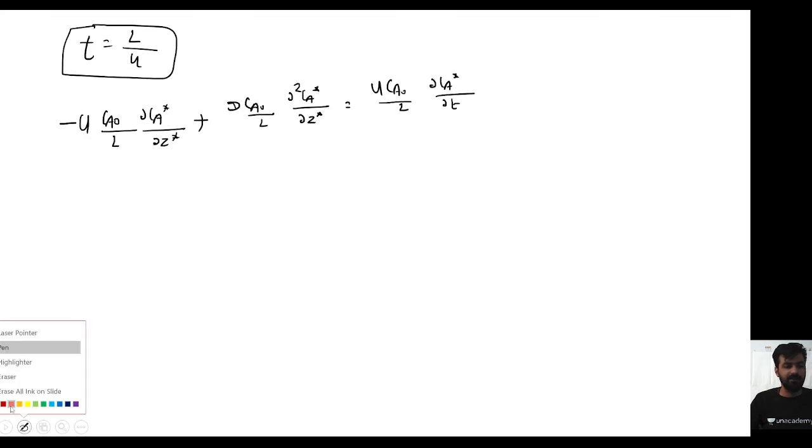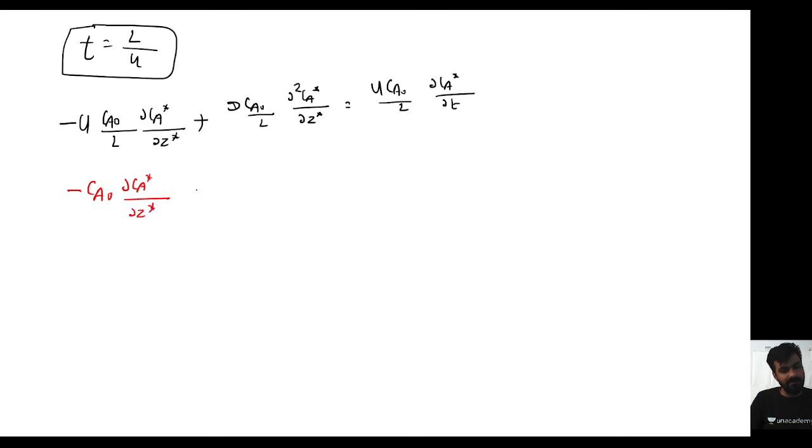I am not doing any new things. Now finally you can write this term: minus Ca naught del Ca star upon del z star plus D upon UL, and you can write del 2 Ca star upon del z star squared, that is equal to del Ca star upon del t star.